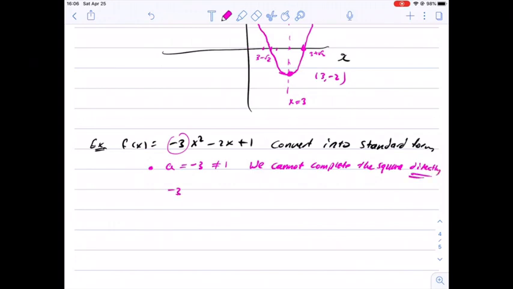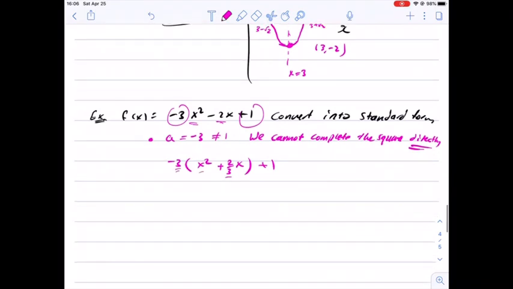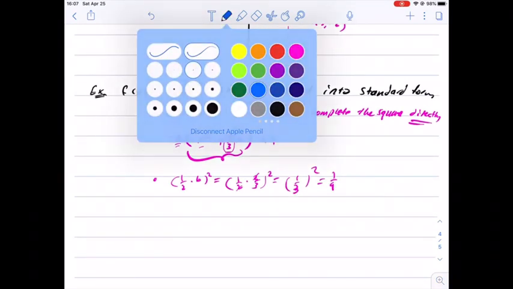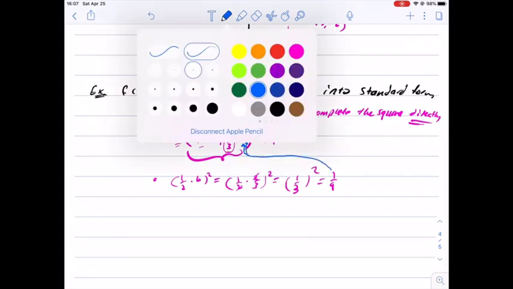So we have to take negative 3 as a common factor, and what's left here is x squared plus 2/3 x, and then we have plus 1 here. If we want to check, just multiply negative 3 by the first and the second terms. Now we complete the square of this expression inside the parentheses. So we have 1/2 times b, all squared. So 1/2 times 2/3 is 1/3; we can cancel 2 with 2, and we get 1/3 squared, which is 1/9. So 1/9 can be added and subtracted inside the parentheses.